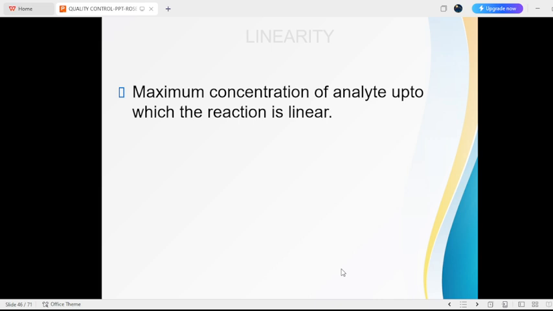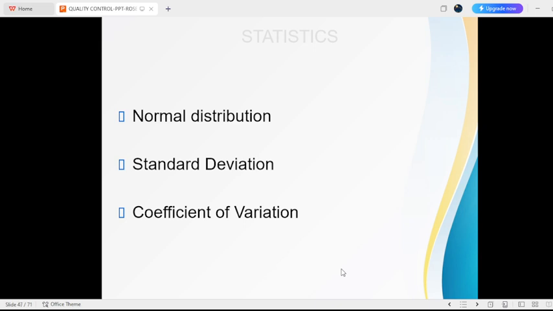Next term is linearity: the maximum concentration of analyte up to which the reaction is linear. If the reaction range is above the linear range, we have to dilute the sample and do the test again, and the final result is multiplied by the dilution factor. Next is the main important part. We should know what the normal distribution, standard deviation, and coefficient of variation are in quality control.